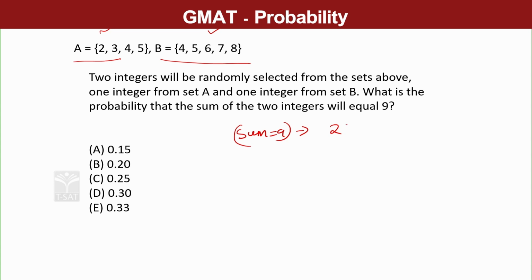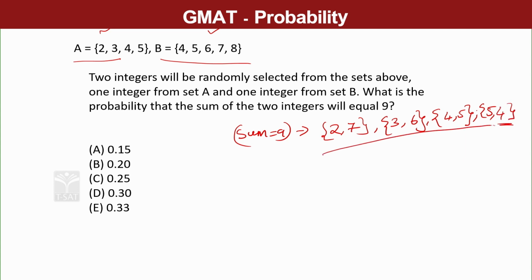You have 2 in set A, and you will have to combine it with 7 in set B. This can be one of the outcomes. Or you have a 3 in set A, then you have to have a 6 in set B. This is one of the outcomes. You have 4 in set A, it will be a 5 in set B. Again, the next one is you will have a 5 in set A and a 4 in set B. So these are the favorable outcomes, that is sum being equal to 9.